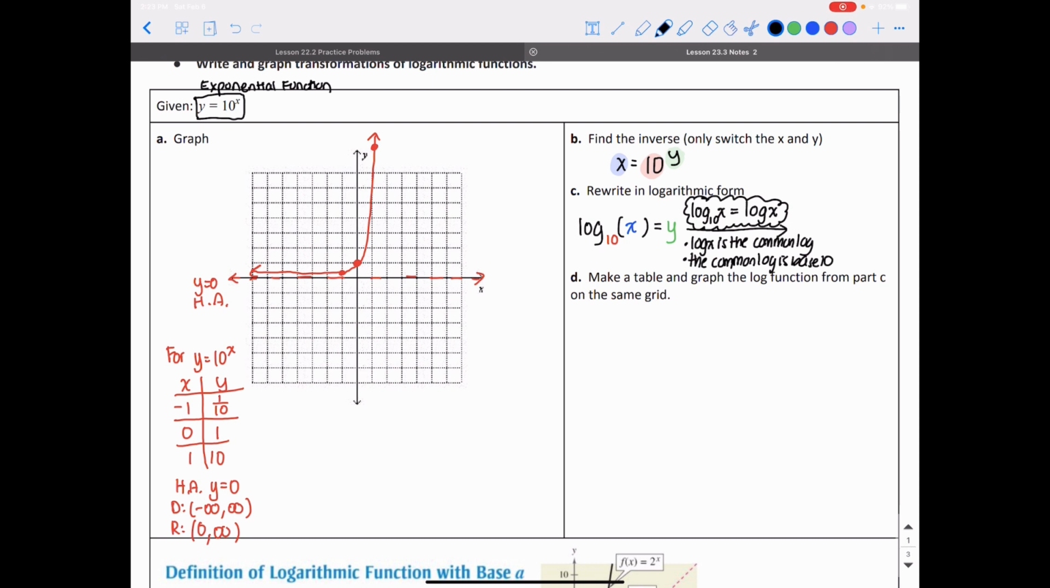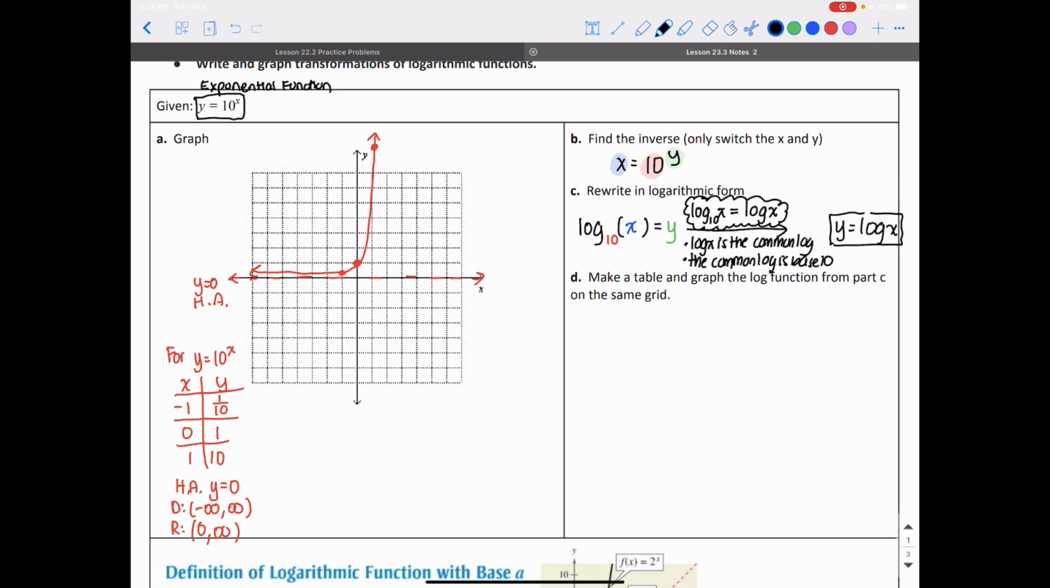And if I do that, what I'll actually write instead is log. I won't write the base, I'm just going to write x: log of x is equal to y. Or I'm going to switch this up to look like this: y is equal to log of x. So I just flipped my sides and got rid of the subscript. So this is my inverse of y is equal to 10 to the x power.